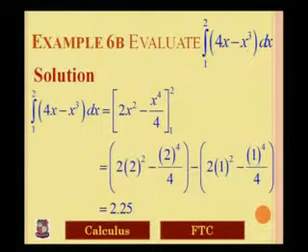One more example, evaluate integration 1 to 2 of 4x minus x cube dx, and using the antiderivative concept, the integration is 2x square minus x raised to 4 by 4. Evaluate this result between the limits 1 to 2, and the result is 2.25.